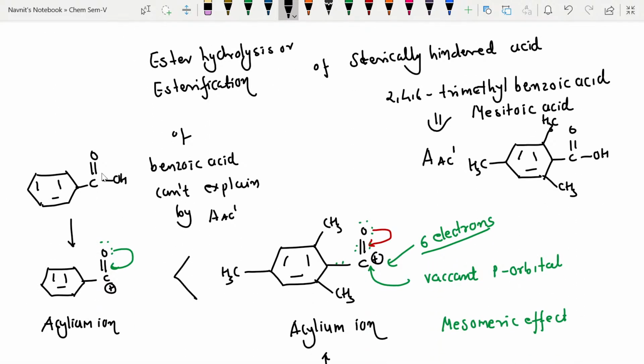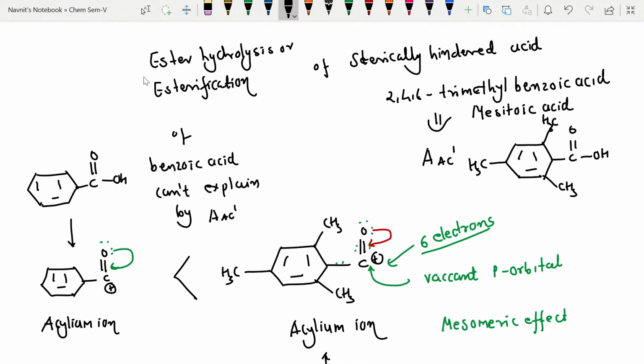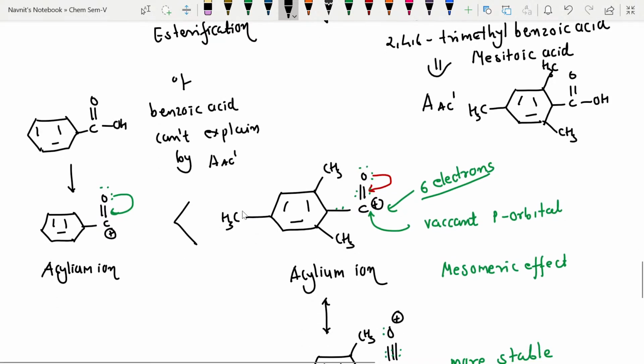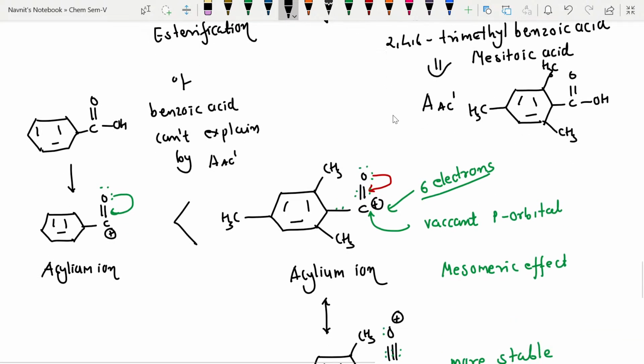Why can benzoic acid not give ester hydrolysis or esterification through the AAC1 mechanism? The reason is that the acylium ion formed is less stable than the acylium ion formed by mesitoic acid. Is the concept clear? Yes or no?